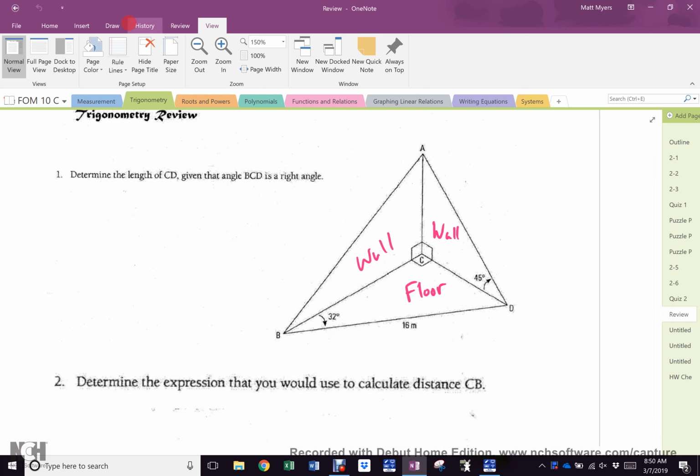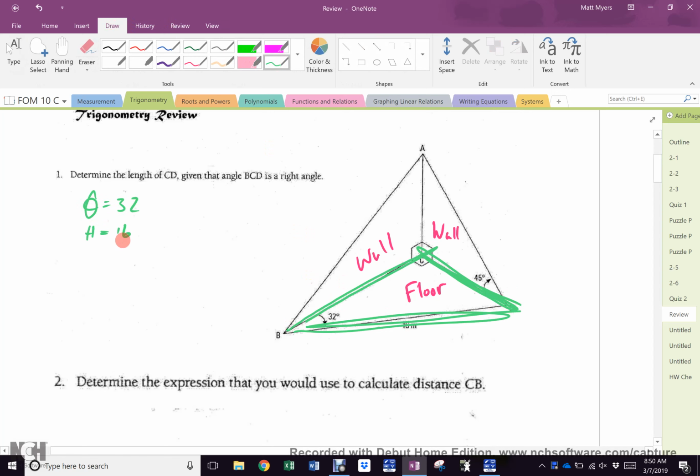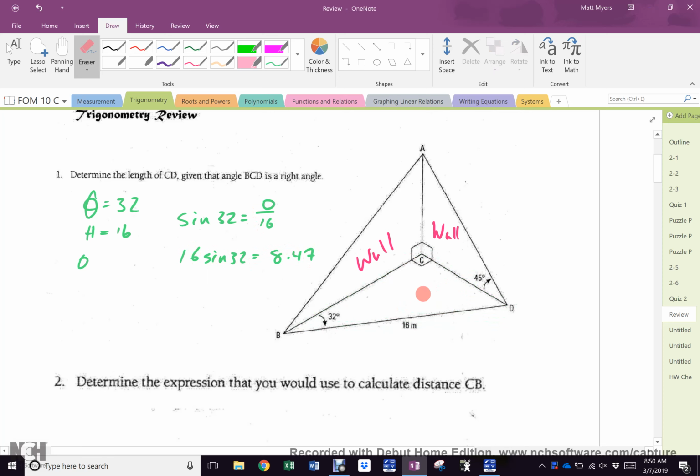Check. So, determine the length of CD, which is right here. That means I am working in this green triangle, which means I have theta of 32, hypotenuse of 16, and I need an opposite, so that is sine 32 equals opposite over 16, 16 sine 32, and that answer is 8.47. Most of you will have rounded it to 8.5. That's okay. Once I know it, I write it in.